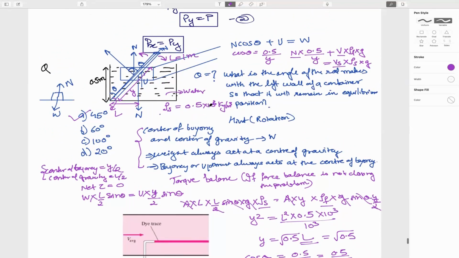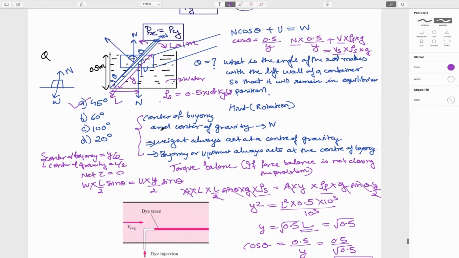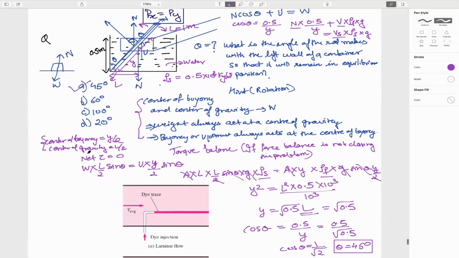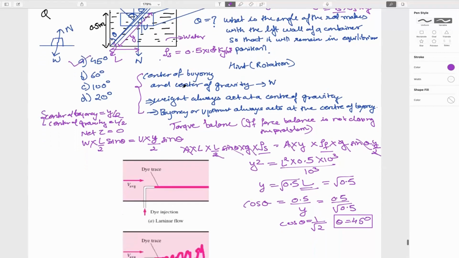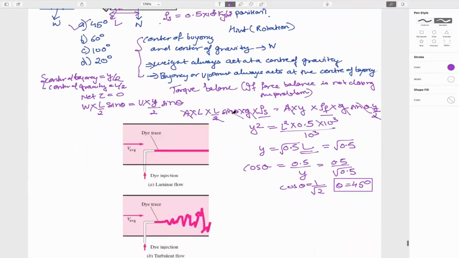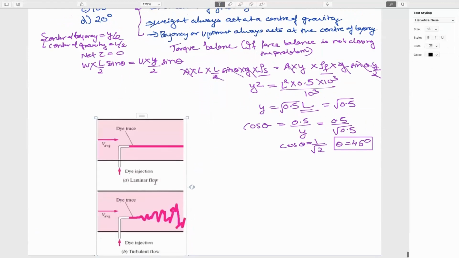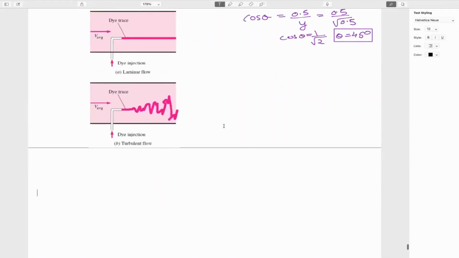So here the question is, you have to approach it. That's a bit difficult question. And the main concept that I wanted to let you know is that when you are balancing torque, keep these things in mind: what is the center of buoyancy and what is the center of gravity? When it's weight, it acts at the center of gravity. When it's buoyancy, it is the center of buoyancy. So that is one important question. Now, that's all about fluid statics.